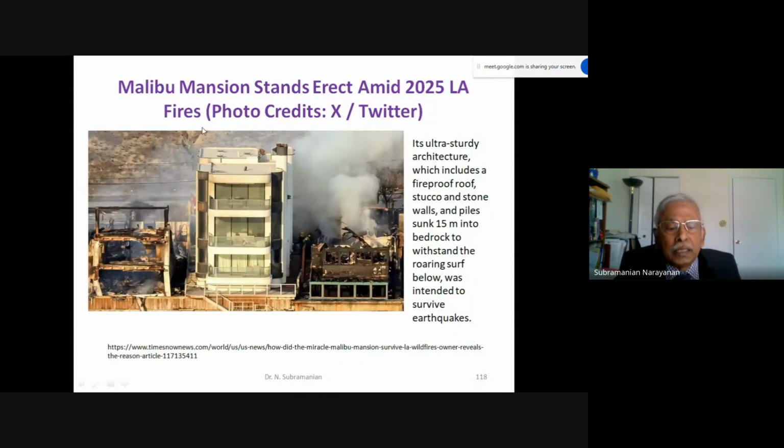So you see this building, as I have shown some buildings during wind damage. This ultra sturdy architecture, which includes a fireproof roof, stucco and stone walls, and piles sunk 15 meters into bedrock, was intended to survive earthquakes, but it stands erect amid the 2025 Los Angeles fires, whereas you see all the other structures around it are affected.